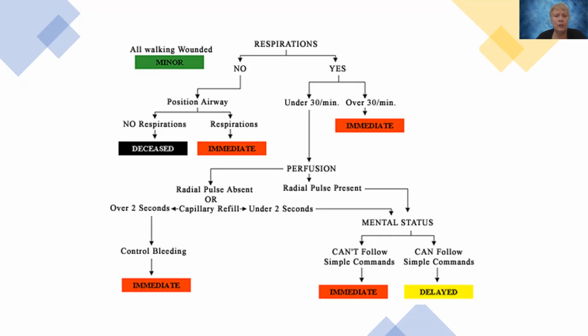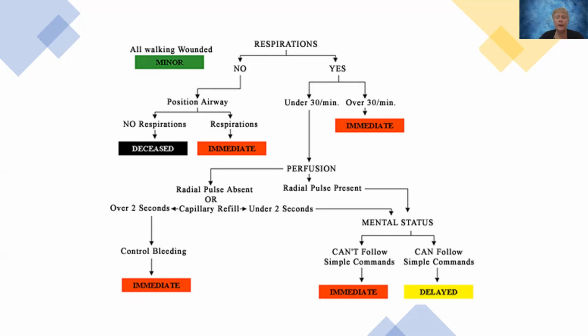They have respirations and they are under 30 respirations a minute, which means they aren't hyperventilating. They are not breathing rapidly because they don't have enough oxygen in their system. That is just something we do. We breathe rapidly when we're having problems. So under 30 a minute, and they're perfusing. They've got a radial pulse, or they have a capillary refill that is less than 2 seconds, okay?